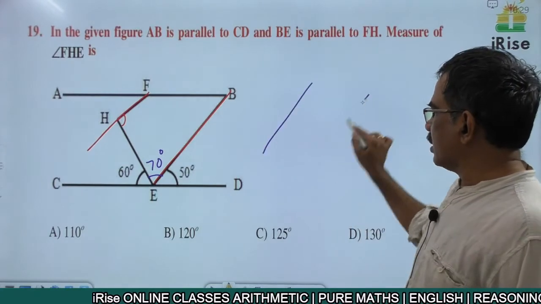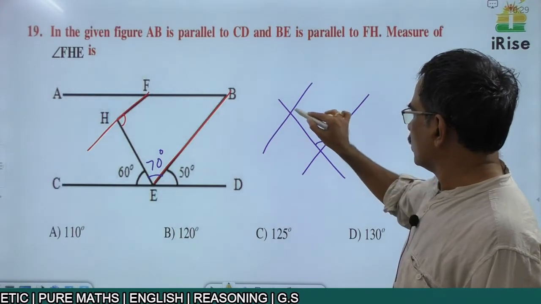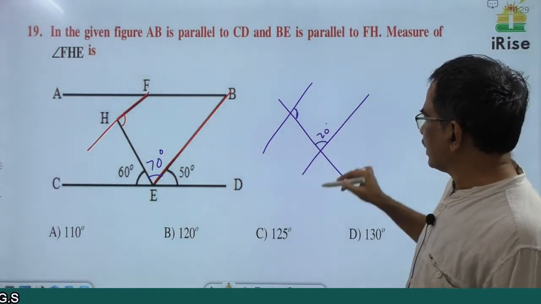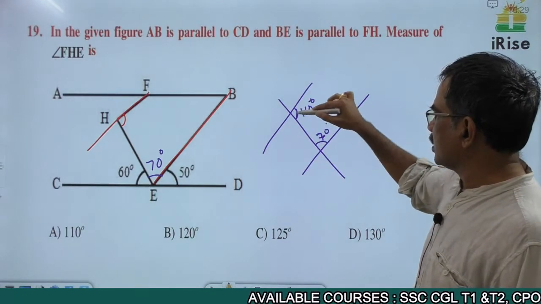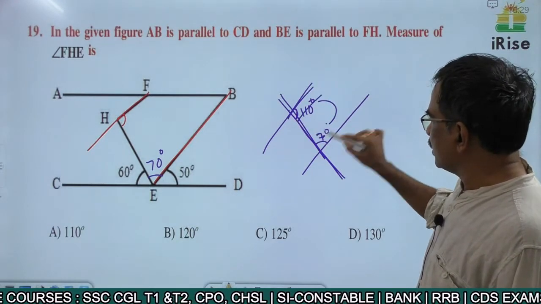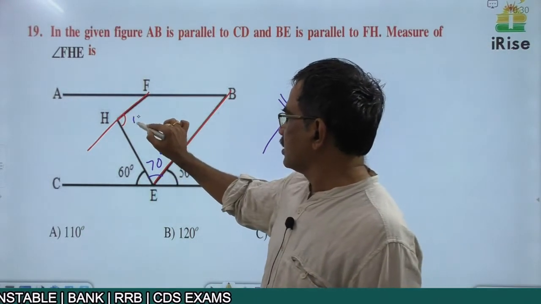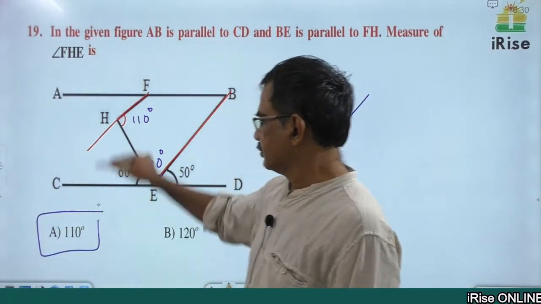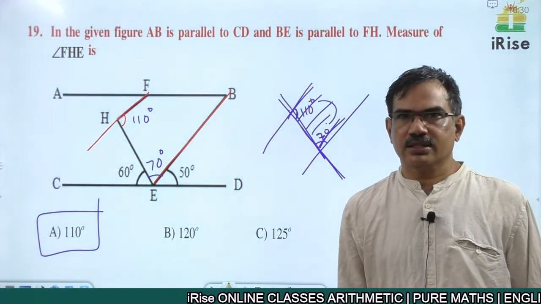And if these two are parallel lines, this is a transversal and this angle is 70 degrees, then what is this angle? Sum of interior angles on the same side of the transversal is equal to 180. If this is 70, therefore it is 110, because the sum of interior angles on the same side of the transversal is 180. So this angle is 110 degrees. Answer is 110 degrees. Next one.